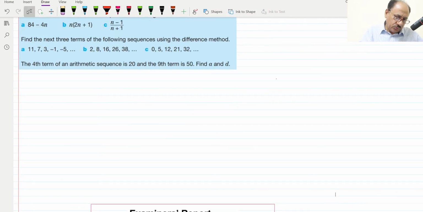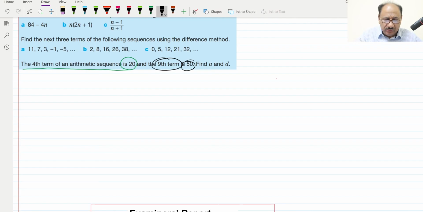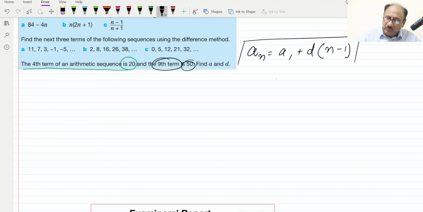Now let us go through this question. The fourth term of an arithmetic sequence is 20. We can write it as fourth term is 20 and ninth term is 50. So this is basically the question, and we will be applying the same formula which we have just discussed. An is equal to a1 plus d into n minus 1. This will be the formula which we will be using. I'll box the formula and you will have to follow this.